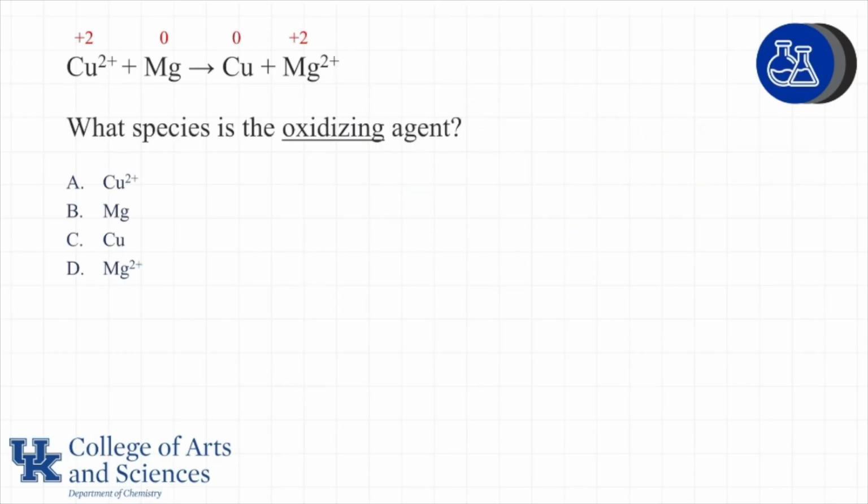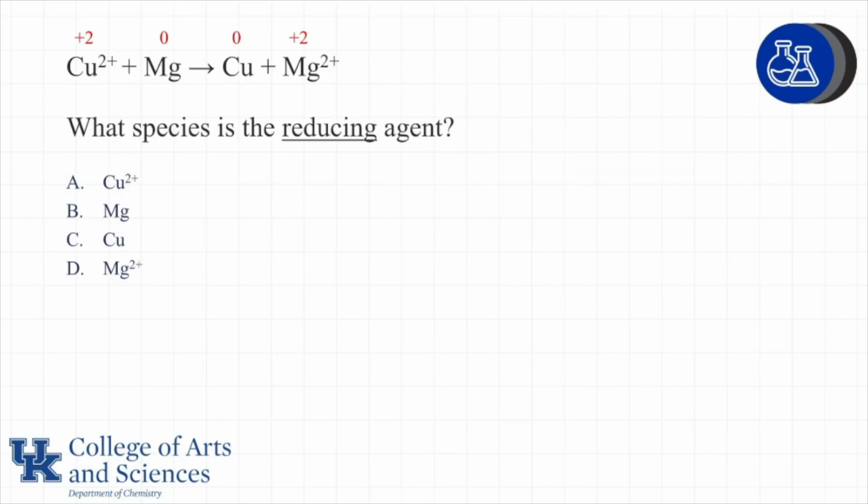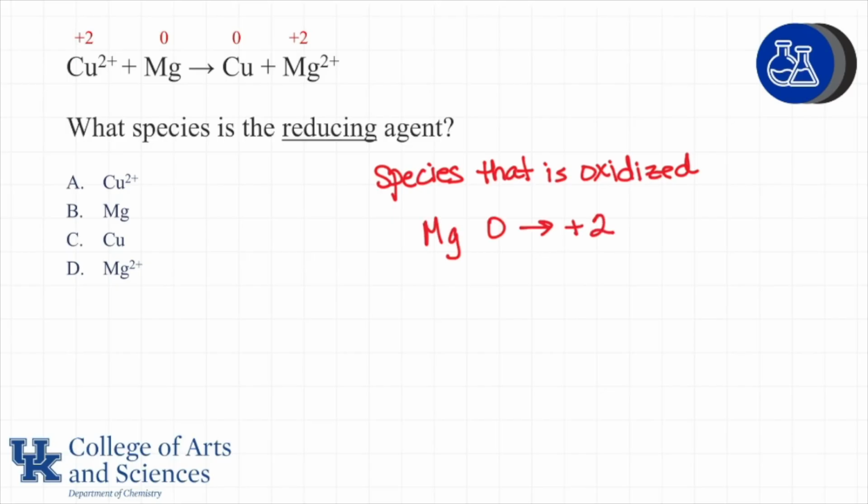What species is the oxidizing agent? When we look at the oxidation numbers and we look for the oxidizing agent, we need the species that is being reduced. Copper goes from a +2 to a 0 oxidation number. It's being reduced, therefore it is the oxidizing agent. What species is the reducing agent? The reducing agent is the species that is oxidized, and in this reaction that would be magnesium. It goes from a 0 to a +2 oxidation number. So magnesium is our correct answer.